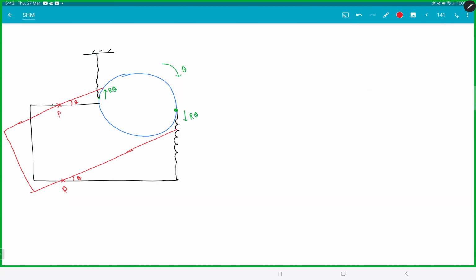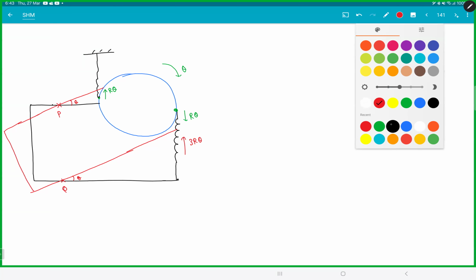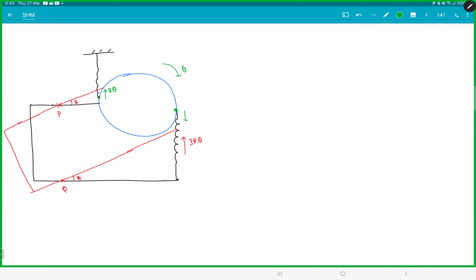And remember, this distance was 3r. That means, look at this thing here. From the bottom, this thing has been pushed up by 3r theta. The springs are all the same; I'm just drawing them smaller. This was 3r, so this thing is also pushing by 3r theta.